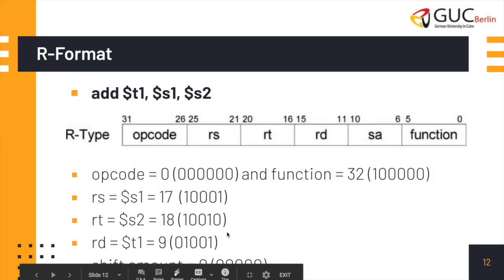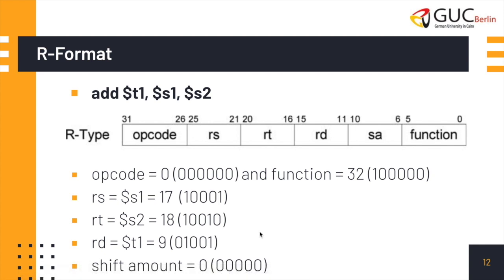And finally, we got what? We got the shift amount. Now we can see the shift amount is 0, and since the field is 5 bits, we need to convert the 0 from decimal into binary, so we write 5 zeros because the field is 5 bits.